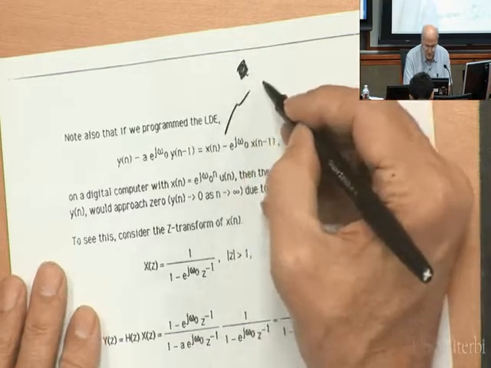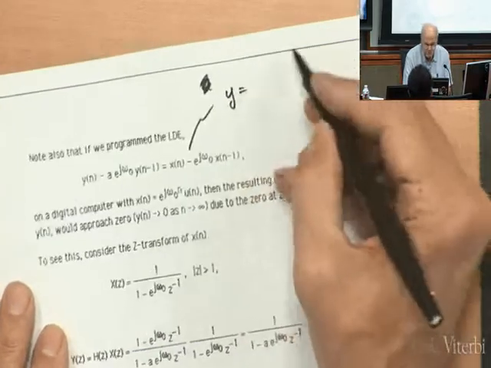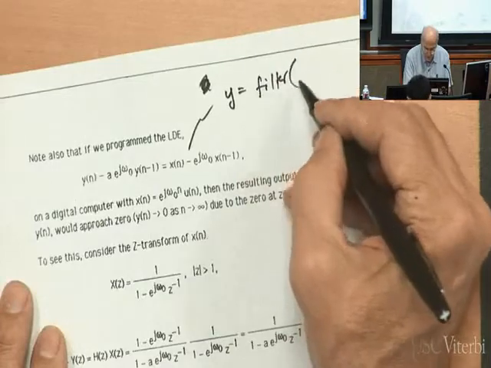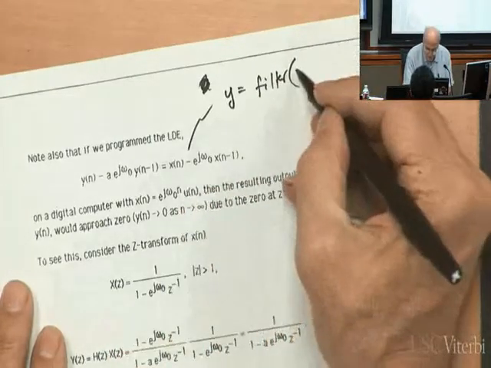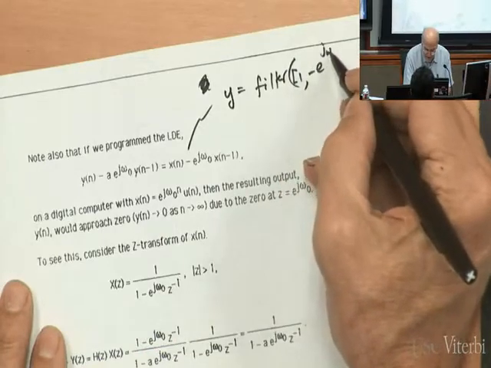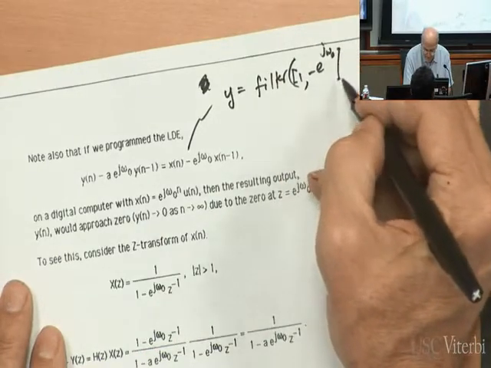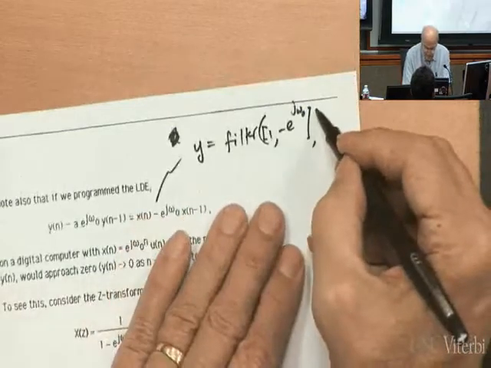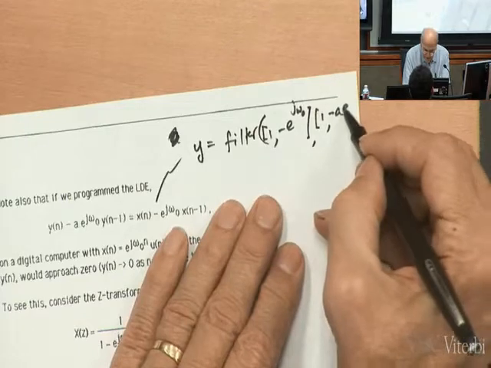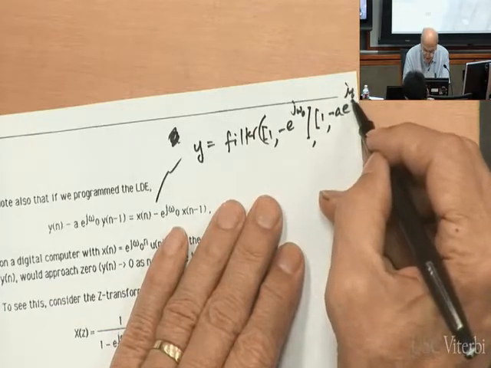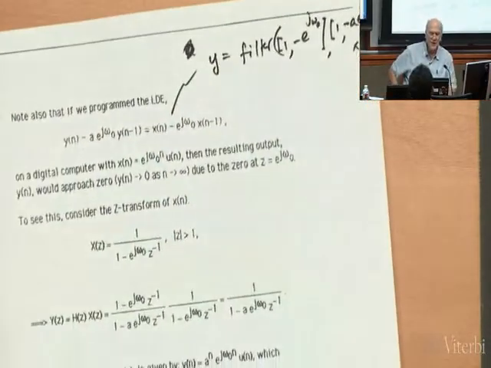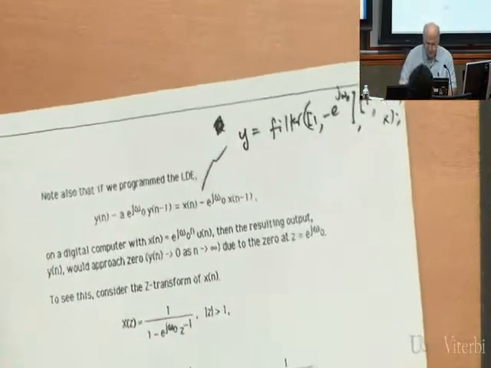Oh, let me just do it like this. You can generate y equals filter of 1 minus e to the j omega naught, comma, 1 minus a e to the j omega naught, comma, x. That would be a way of generating the filter response. I guess that didn't come out too well.